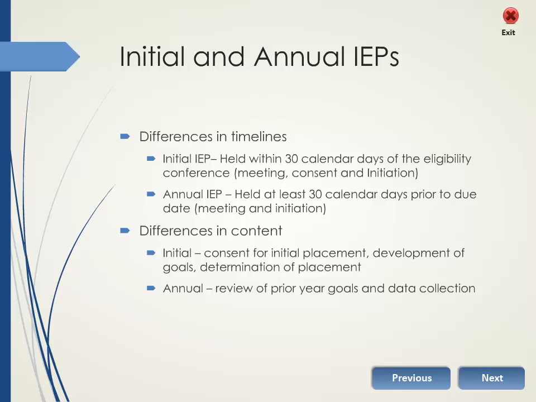An initial IEP should be scheduled within 30 calendar days of the eligibility conference. It is a good practice to schedule the conference as soon as the eligibility report is completed. You may or may not have received the teacher file at this point. This will ensure that all team members have sufficient time to prepare for the meeting. Please note, the IEP must both be held and initiated within that 30 days.